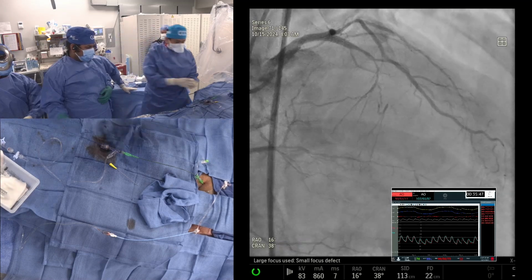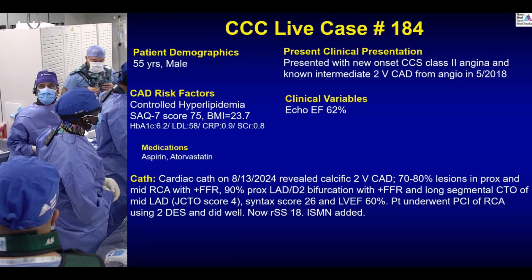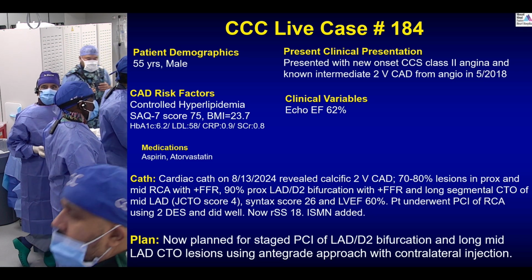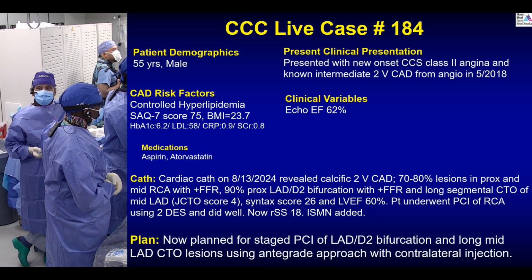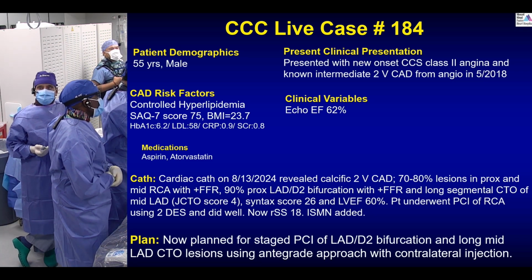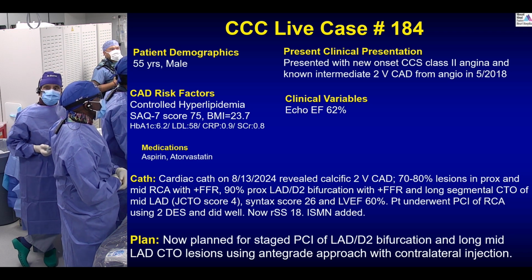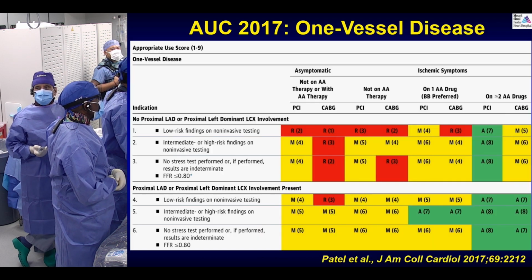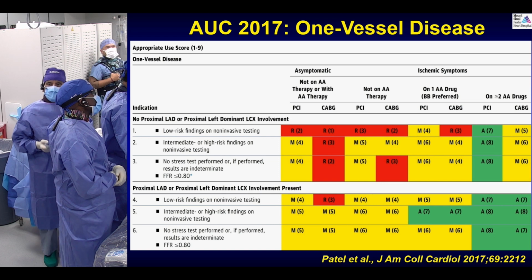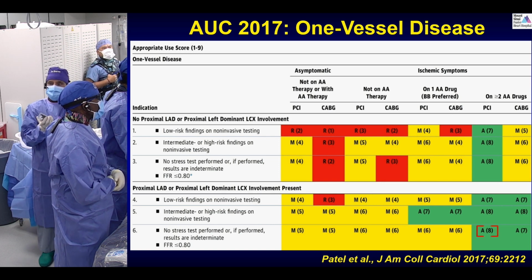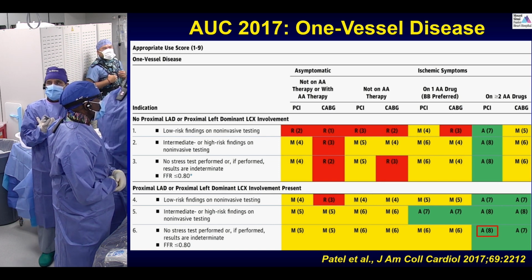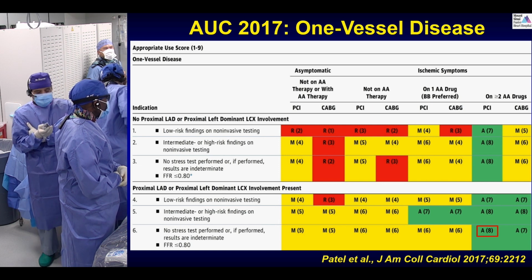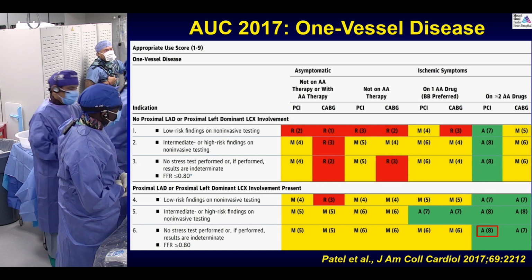Let me just complete my presentation. Go back there, please. So basically, this is where the patient has isosorbide, which we added. The plan is a staged PCI of the LAD diagonal bifurcation and long mid LAD CTO lesion using an antegrade approach with contralateral injection. Clearly in this case, because of the positive FFR, anti-ischemic therapy is appropriate. So that's where we are now. Let's go to our presentation.